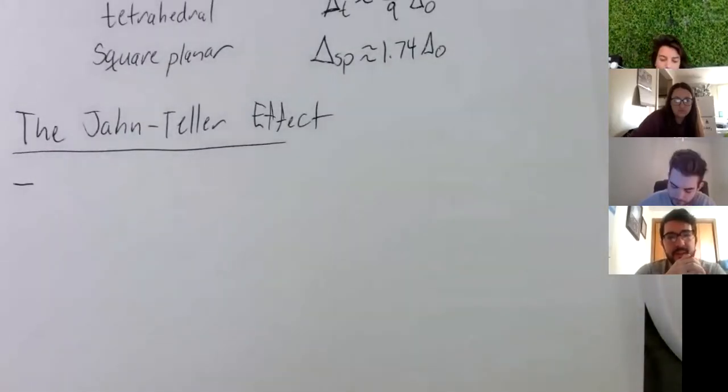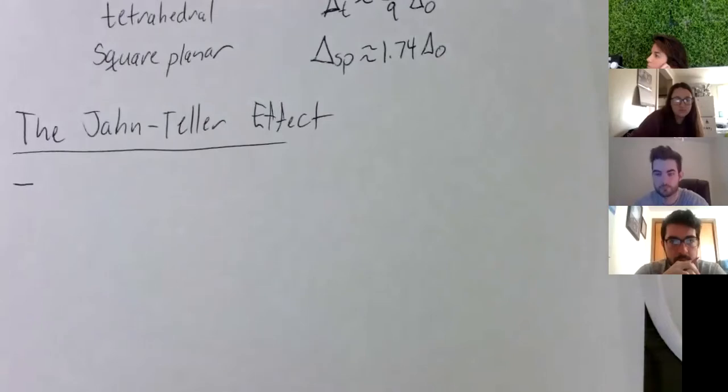Instead of just being a linear chain where the hydrogens were all equally spaced, they broke apart to H2. Some of the hydrogen distances shrank and some of them elongated. So these ones would elongate, these ones would shrink. And we made H2 units.